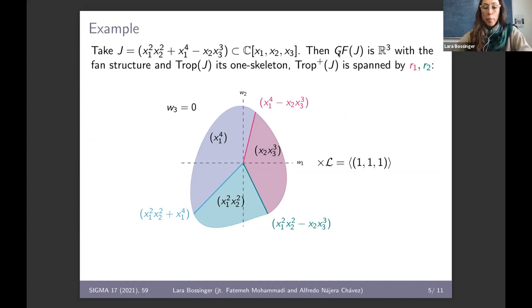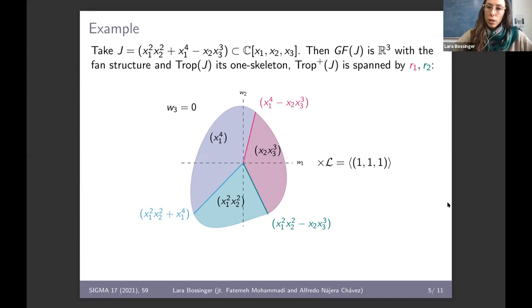And the positive part of the tropicalization is exactly the union of these two rays, or the subfan that has this pink ray and this green ray, because these ideals do not contain any non-trivial elements with only real positive coefficients.